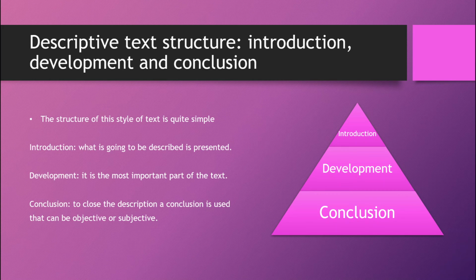And we have the conclusion. To close the description, a conclusion is used that can be objective or subjective. This is up to the writer, but he needs to clarify what kind of conclusion he is using. Although many times without the need for clarification of the text, the reader can immediately tell what kind of conclusion it is from the language that was used.